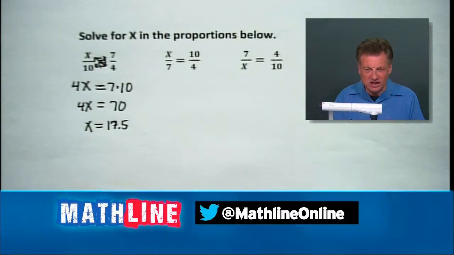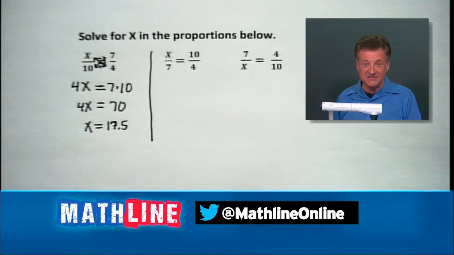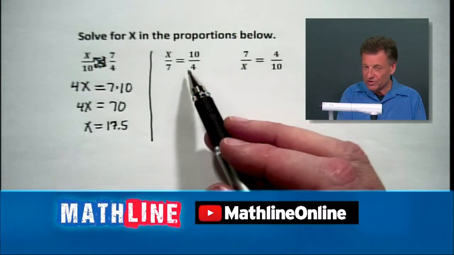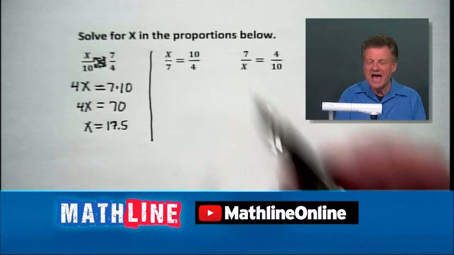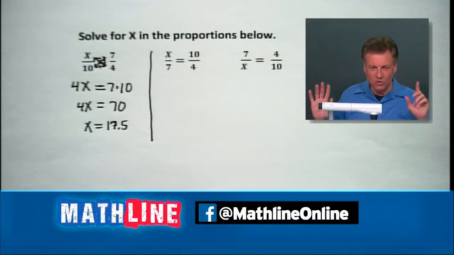Now, if we look here, my question is, are we still going to get 17.5 for this one and this one? And is that always going to happen no matter what we do with the numbers? Big question mark here.